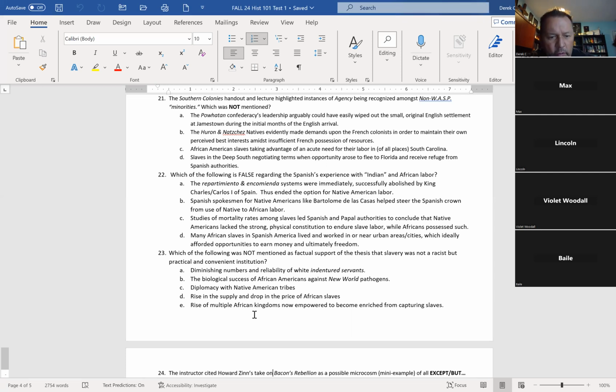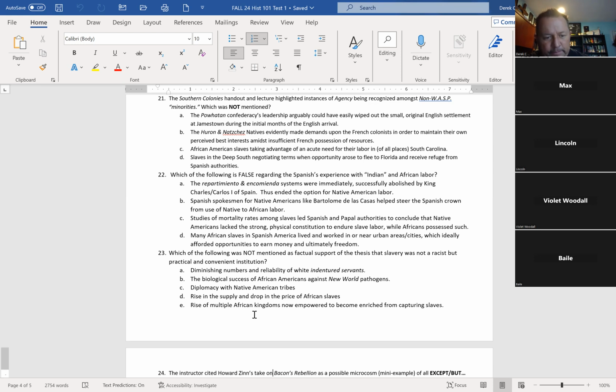All right. Let's see here. Which of the following was not mentioned as factual support of the thesis that slavery was not a racist, but a practical and convenient institution? So you have a whole section on this, right? It's a real gutsy thesis. But I know I mentioned A. Diminishing numbers and diminishing reliability of white indentured servants.